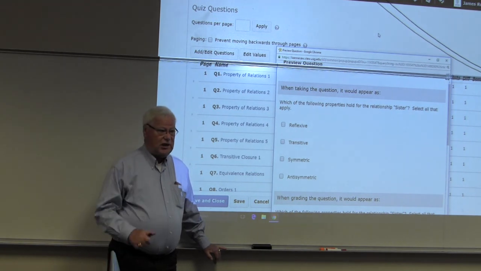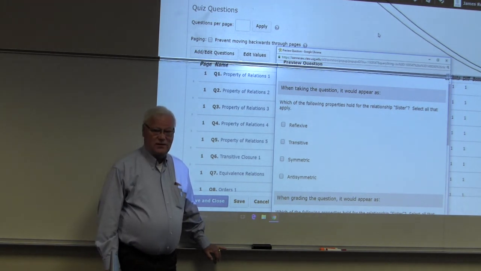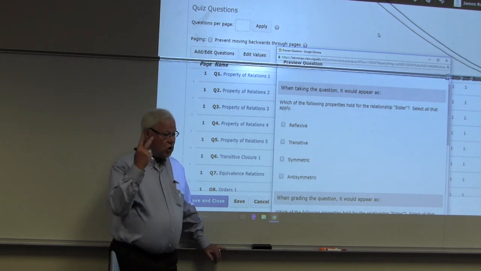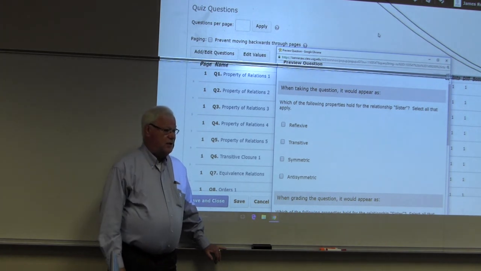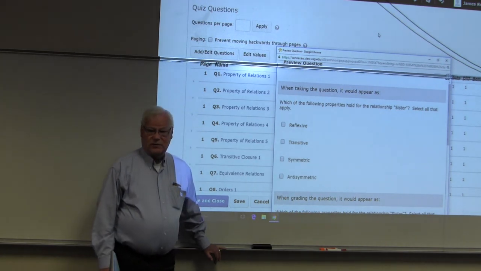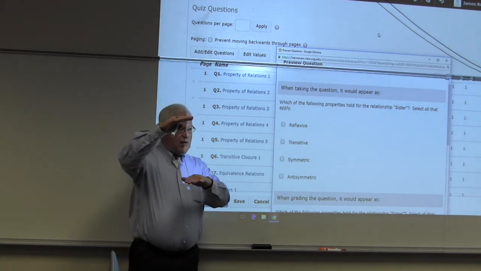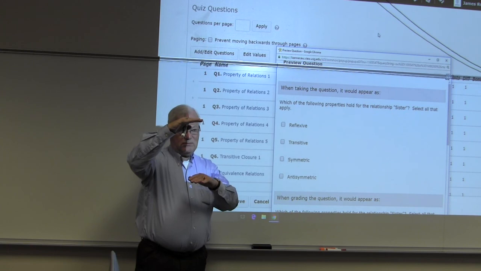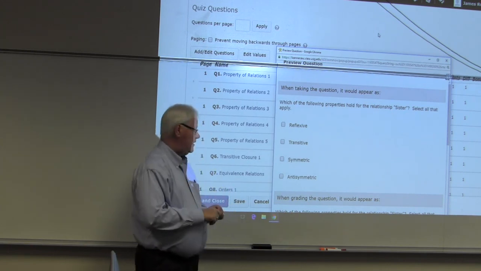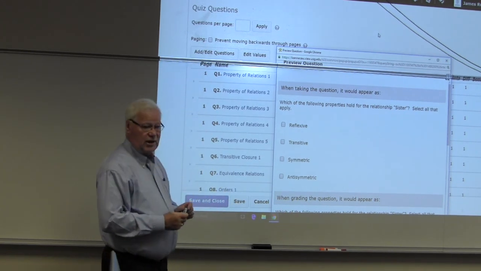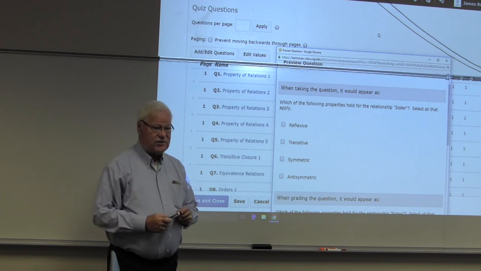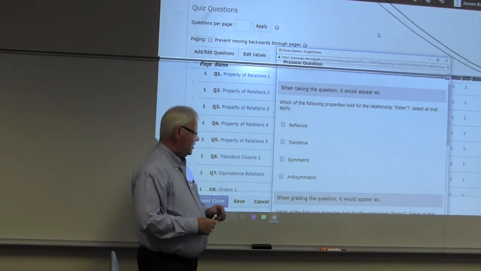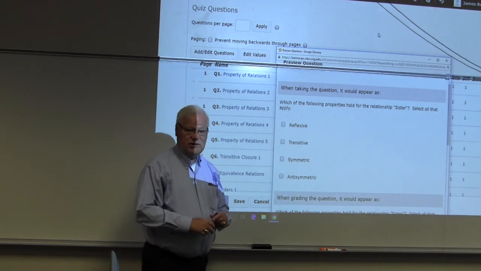But then again, is it antisymmetric? No, because it could be two girls, couldn't it? So therefore it's neither. There is a huge area in between symmetry and antisymmetry where it's neither. Okay, is everybody okay with that one then? It's not reflexive, it is transitive, it's not symmetric, it's not antisymmetric. So all it is is transitive.